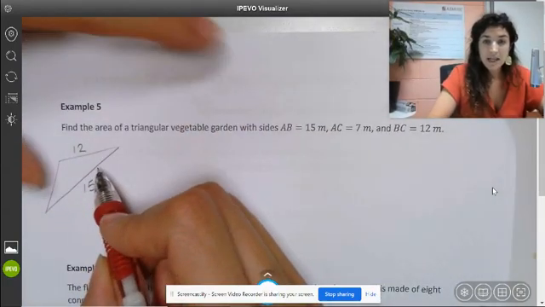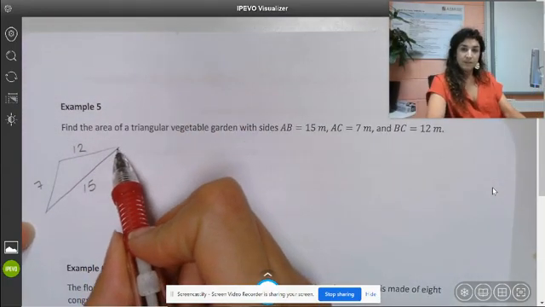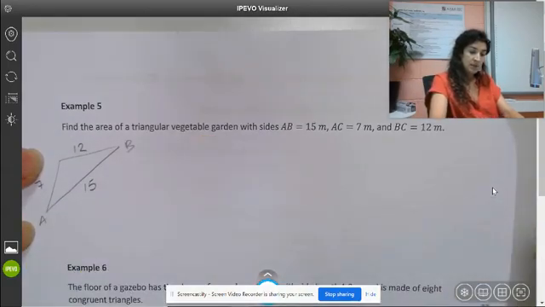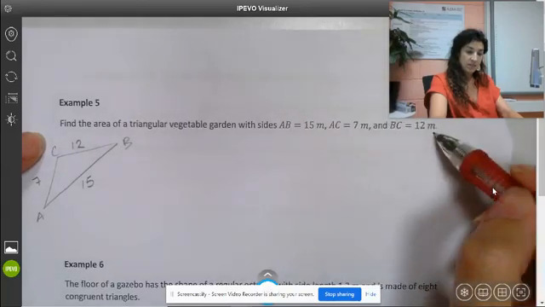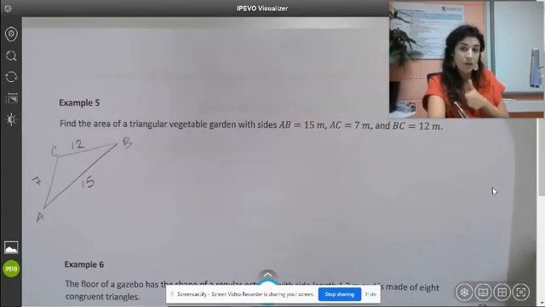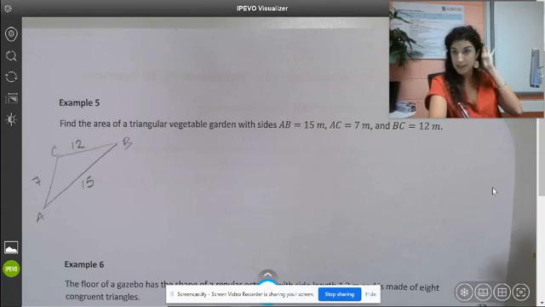Okay, so AB is 15, and then AC is 7, so that means that this needs to be A, this needs to be B, and then this needs to be C, because then BC is 12. If that makes sense to you, awesome. If it doesn't, label your angles first and then label your side lengths. It doesn't matter if it looks correct.